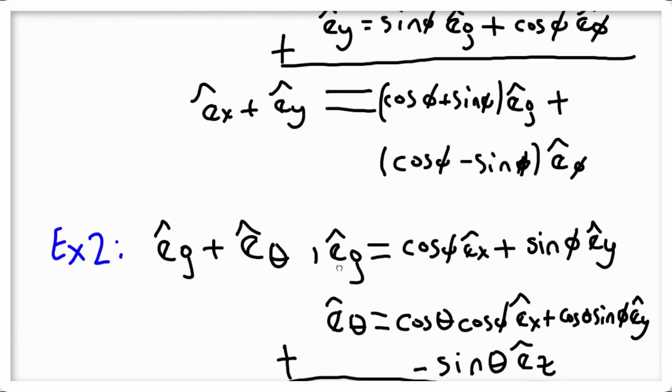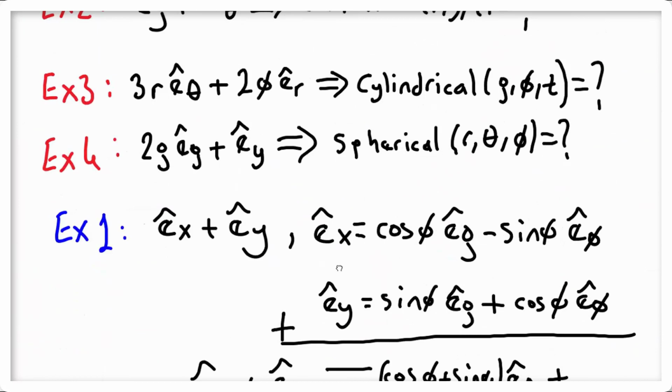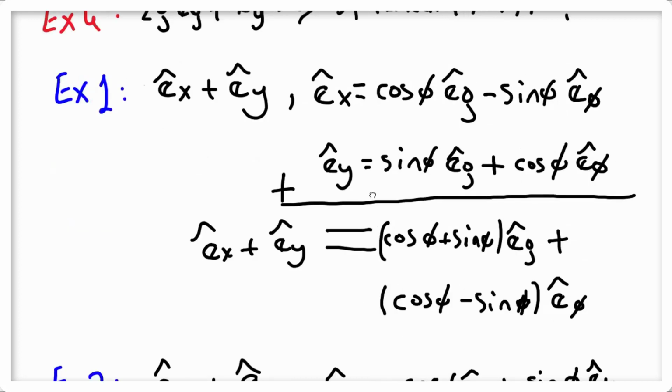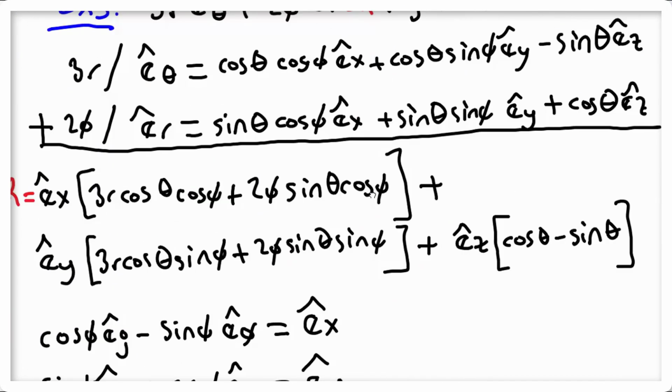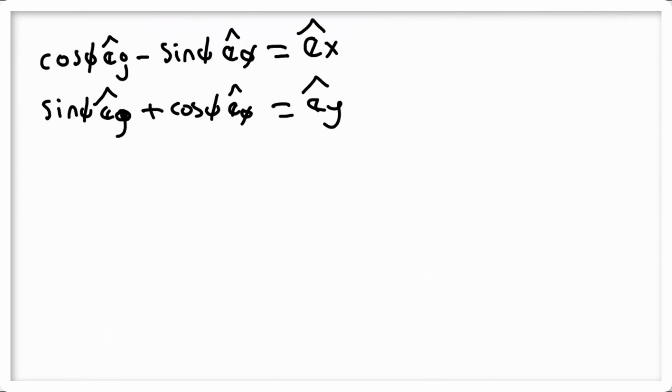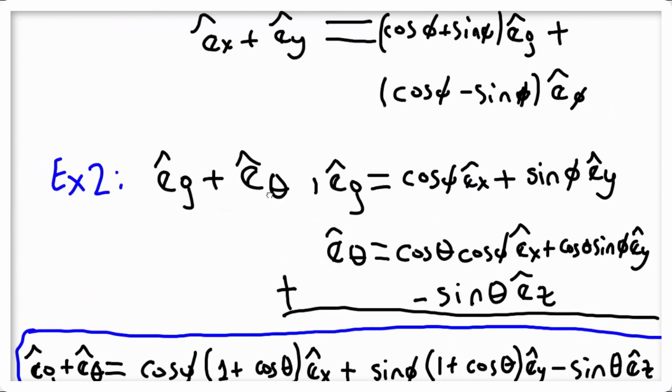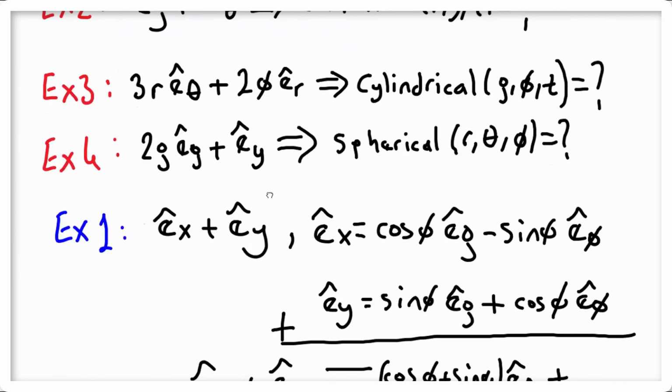Let's come to our last example. Let's see what he asked in example 4. What does 2 rho E rho plus EY equal in terms of the system of spherical coordinates? Let's take a look at this if you want. 2 rho E rho plus EY. Let's write example 4 and I will deal with it. It is 2 rho E rho plus EY. Is it true? Yes, true.